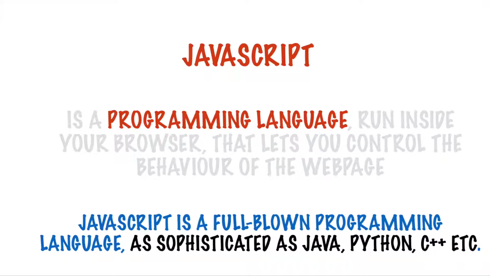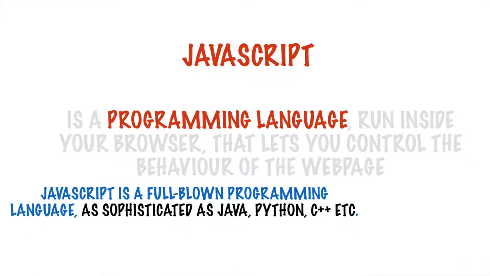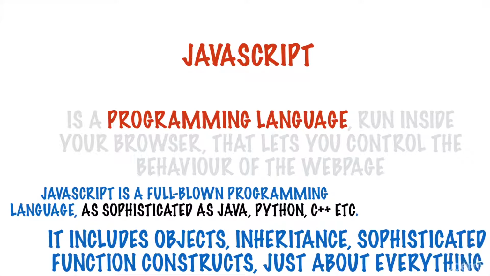We don't just build websites today. We actually build full-blown web applications. This means there can be as much code on the client side as there is on the server side, sometimes more. JavaScript powers all of this. It includes objects, inheritance, sophisticated function constructs, and just about anything. So if people say JavaScript is just scripting or it's a toy language, that's completely false. JavaScript is a fully blown language which can do many, many awesome things.